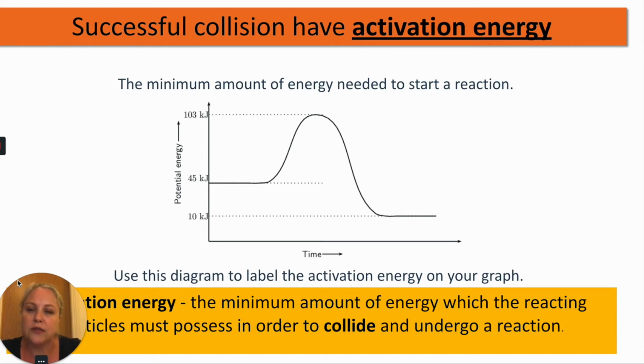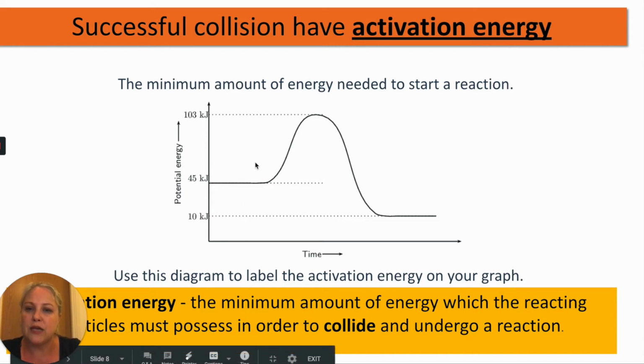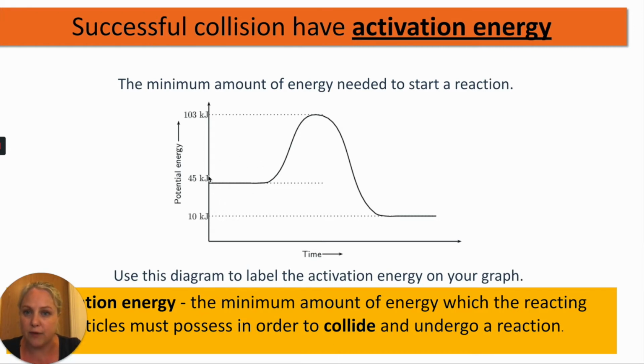So here you can see this here is how much energy the reactants have before they react. This here is the activation energy. That's how much energy is needed in order for a chemical reaction to occur. And this here is the amount of energy that the products will have. So the difference between the energy that they started with and the energy that they ended with is how much energy is given out in a reaction.